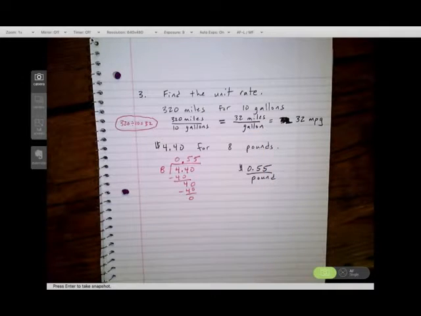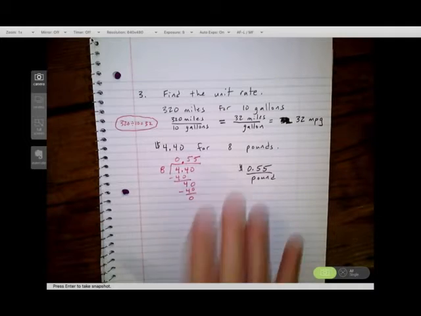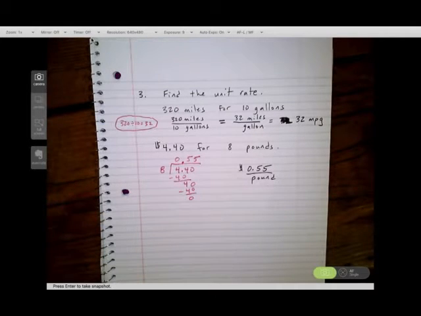On your assignment it will be mostly the same thing. It might be hours, or it could be minutes, or whatever it is in the problem, but it's just going to be like this. So you just have to do some dividing or some reducing.